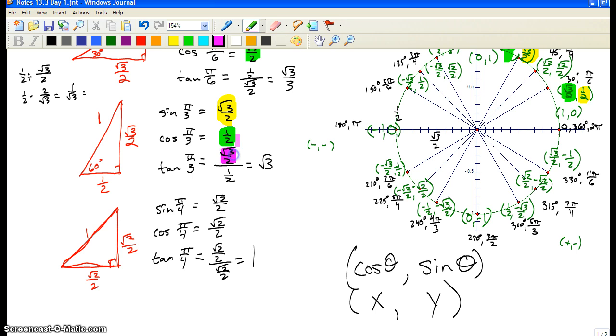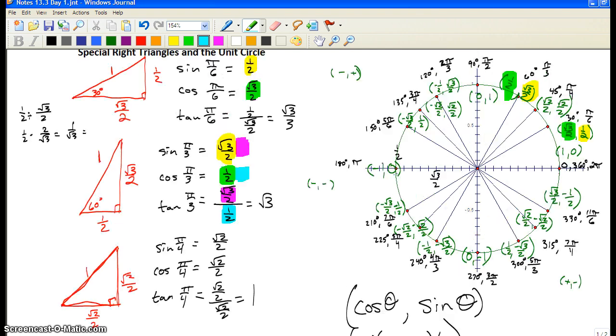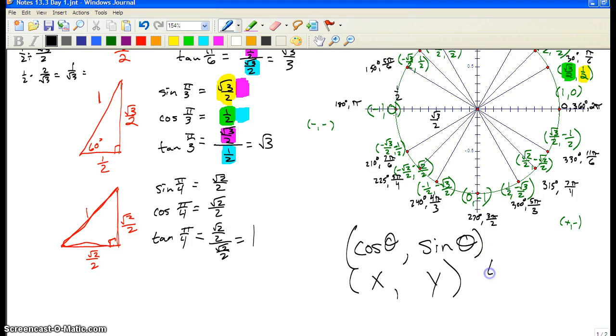If you caught that, you might have caught that tangent is going to be the sine over the cosine. The sine over the cosine. And that's consistent as well, with all three of them. That makes sense? So we can write that, or the y over the x. Tangent theta equals sine theta over cosine theta, or tangent of theta equals y over x.